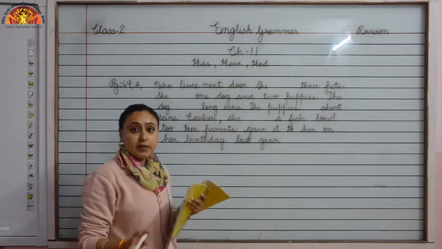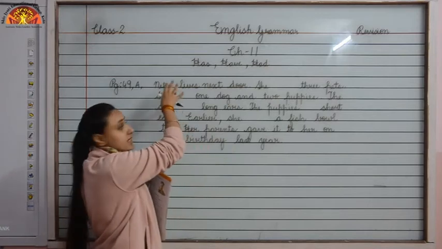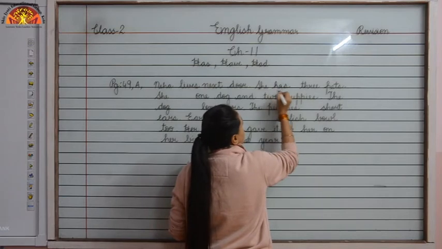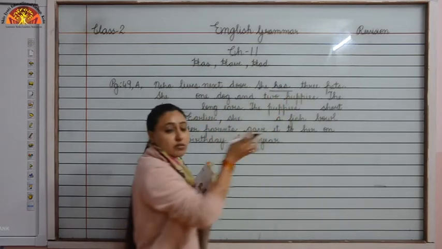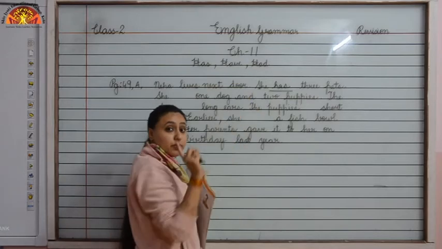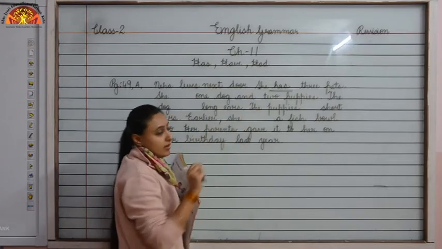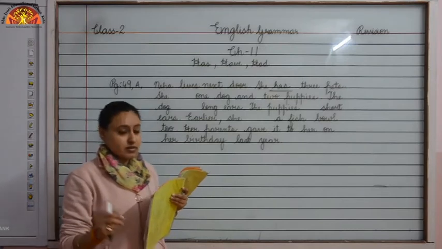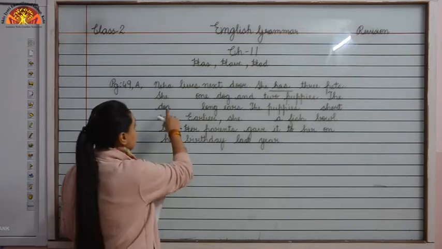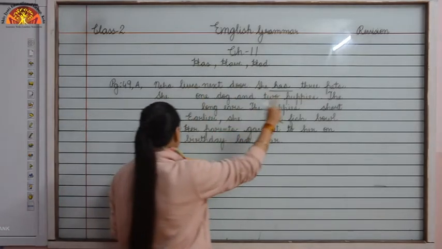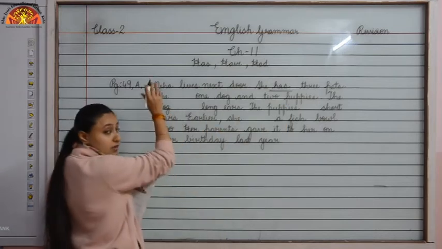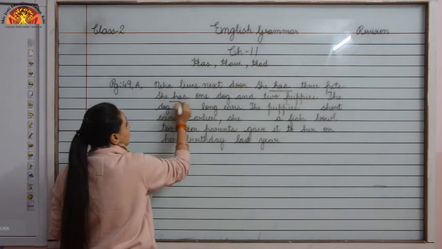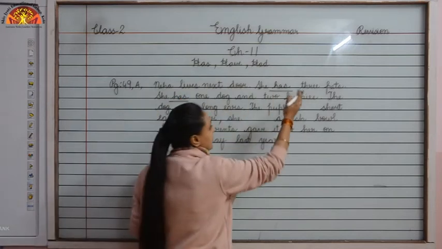So children, here we are talking about a girl called Neha. She lives next door. She has 3 pets. Here we use has because we are talking about one girl named Neha. Okay, we have learned that we use has with singular nouns. Okay, now she dash 1 dog and 2 puppies. So she, again we are talking about Neha, one girl, so she has 1 dog and 2 puppies.